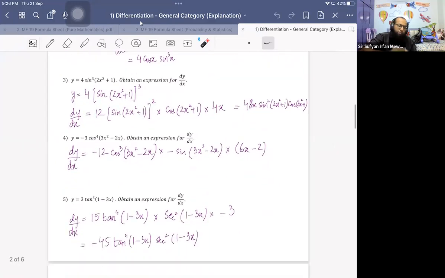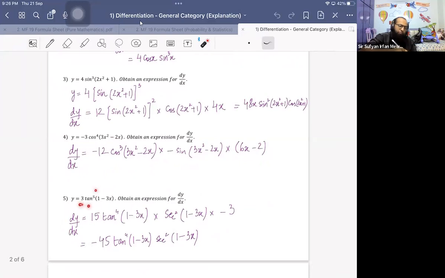Similarly, if you look at the fifth example, then 3 tan power 5, 1 minus 3x. Deal with the power first. 5 multiplied by 3 is 15. The power gets subtracted by 1. And during this time, tan 1 minus 3x remains same. Then tan of an angle gets converted to sec square angle. And then the differentiation of angle will be multiplied, and that is minus 3. So it becomes minus 3 into 15 is minus 45. 15 power 4, 1 minus 3x, sec square 1 minus 3x.